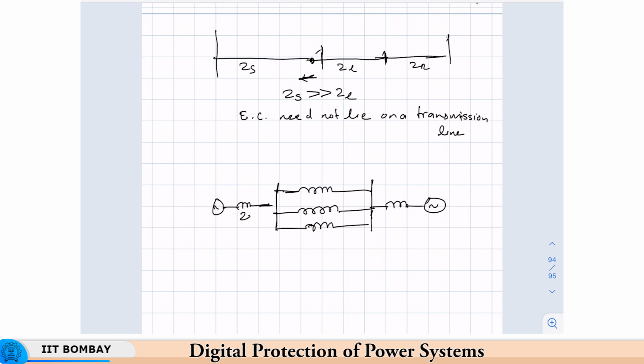So, this is ZS, this is ZL, these are the two sources ES and ER. Okay. And if the electrical center were to occur, then it could assume that it is occurring on the transmission line only, and this could be the electrical center. So, you have got 3 electrical centers. If there was only one line, then you would have only one electrical center, but now you have got 3 electrical centers. So, you can have more than one.